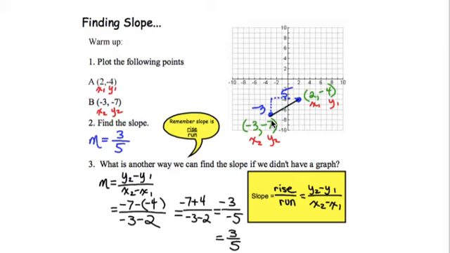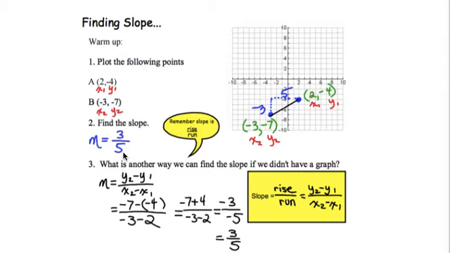For our slope, we go from this point to this point, and we count up 3, so it rises 3, and it runs across 5, because if you count, it's 1, 2, 3, 4, 5 to there. And so our slope is m equals 3 over 5.